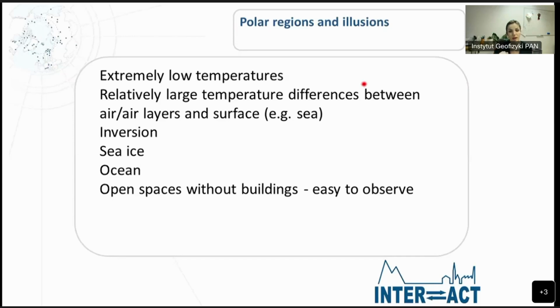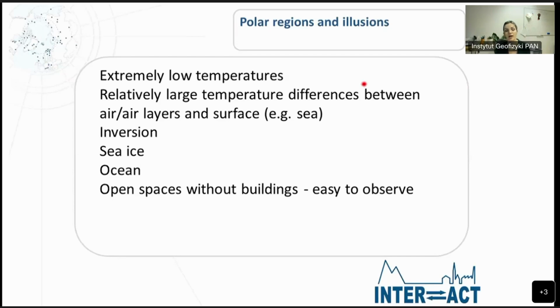the temperature of air drops down with altitude, and sometimes it's the other way around. So there are layers, lower layers that are colder than the upper layers, at least at some point in some areas. Another factor that allows those illusions to appear quite often in polar regions is the sea ice.